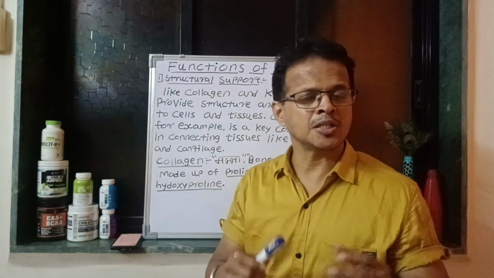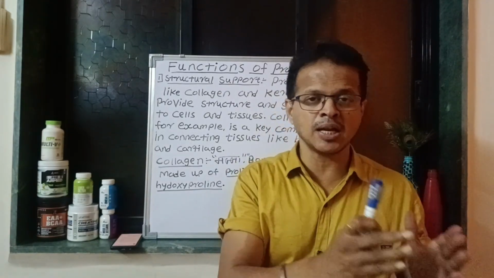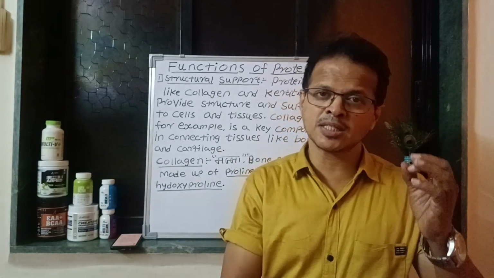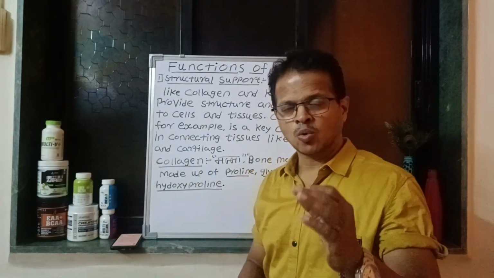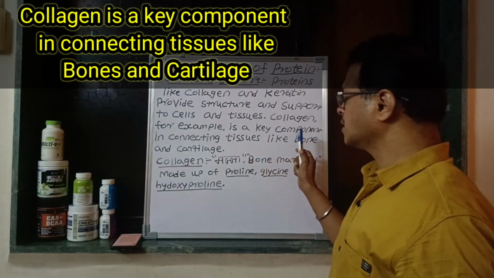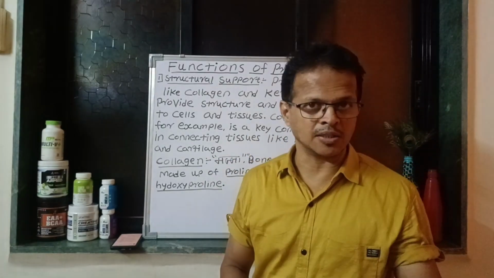Now here it is most important to understand the basic difference between cell and tissues. Cell is a single unit while tissues are a group of cells. Collagen, for example, is a key component in connecting tissues like bones and cartilage.